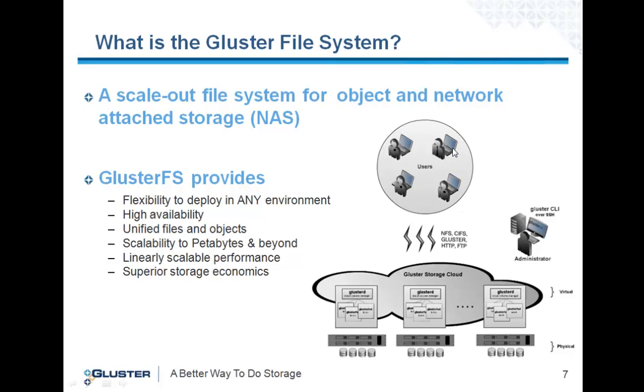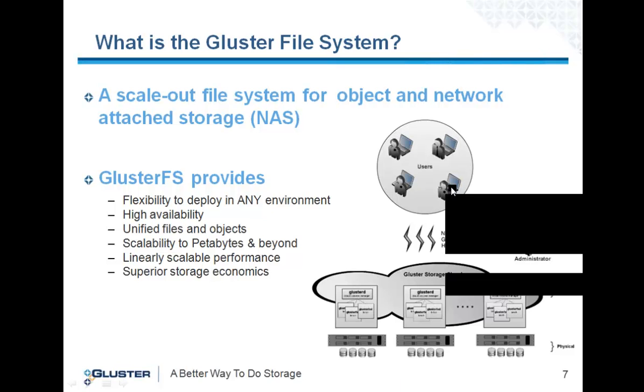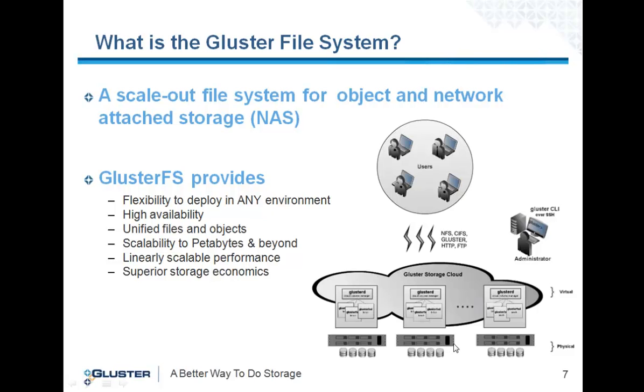So what is a Gluster file system? Well, the Gluster file system is a scale-out file system for object and network attached storage, otherwise known as NAS. GlusterFS provides flexibility to deploy in any environment, whether it's a data center or a public cloud. Multiple public clouds are supported today, including Amazon and GoGrid.